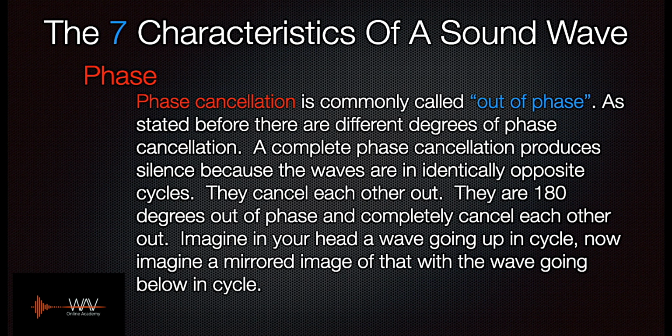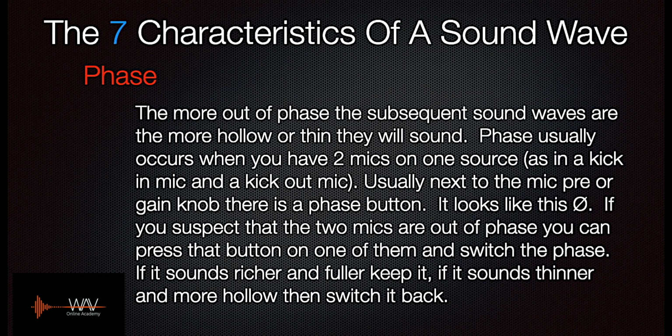So as stated before, there are different degrees of phase cancellation. A complete phase cancellation produces silence because the waves are in identically opposite cycles. They cancel each other out. They are 180 degrees out of phase and completely cancel each other out. Imagine in your head a wave going up in its cycle. Now imagine a mirrored image of that, with the wave going below in the cycle at the same time. You will actually cancel that sound out. The more out of phase the subsequent sound waves are, the more hollow or thin they will sound.